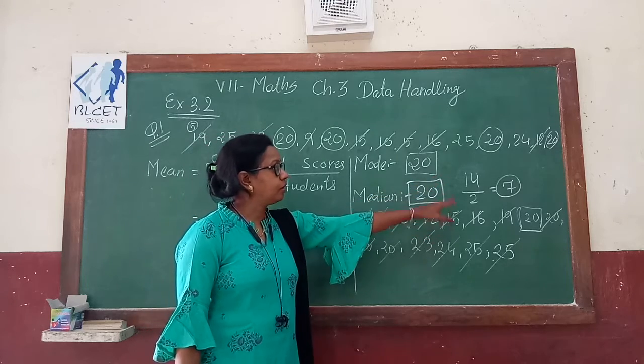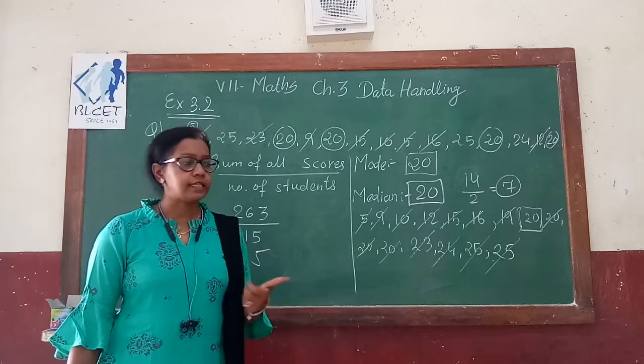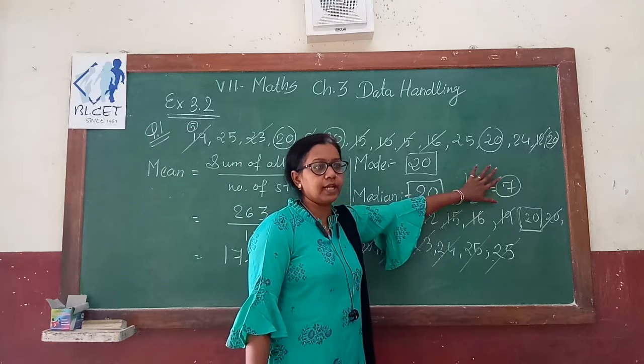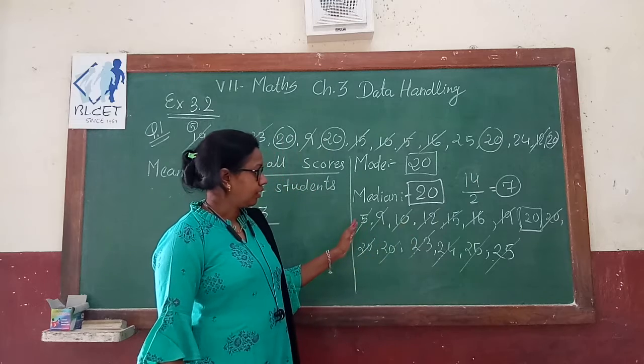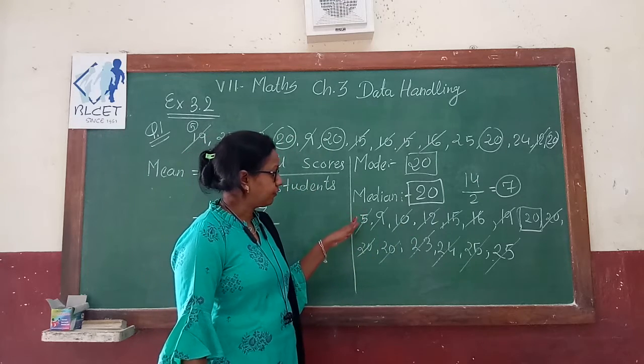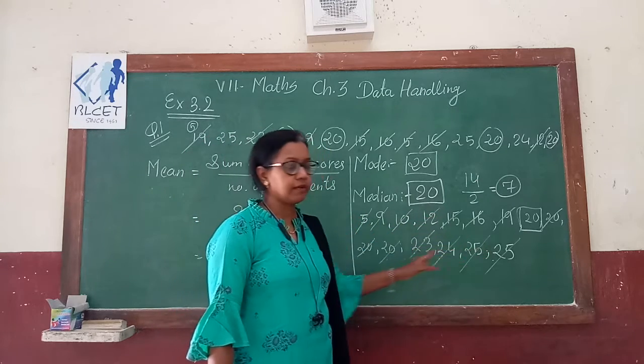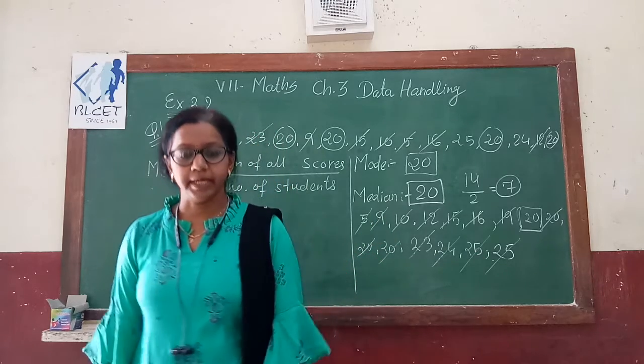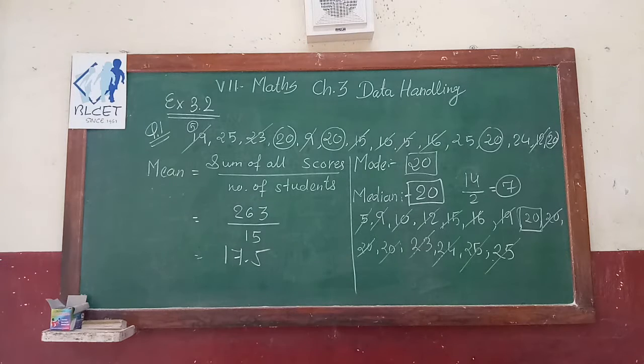Either you count, then do the cancellation, or directly also you can do without calculating 7. How will you get this 7? Count, cancel from the front side and cancel from the back side one by one. So also you will get 20 as the median. So this is all about question number 1. We have to find only mode and median, but I have also calculated mean.